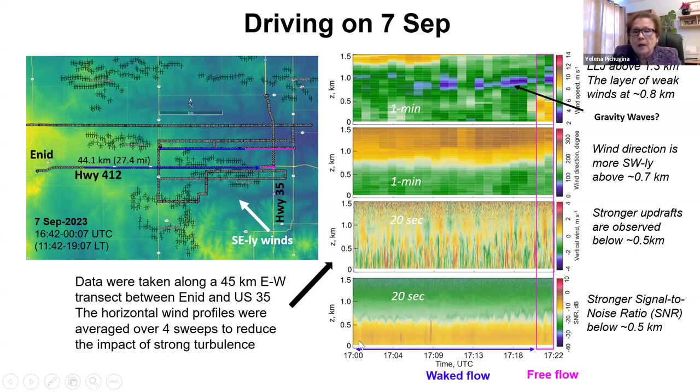And you can see for the waked flow, it's lower winds, and much stronger, about 10, 12 meters per second, for free flow. Wind directions are mostly southeasterly, but change direction above 500 or 700 meters, more to southwesterly. Profiles of W are shown for every 20 seconds, and you see very strong updrafts below 500 meters. And signal to noise ratio, or SNR, was stronger below 500 meters. So this is plenty of information to analyze in the future.